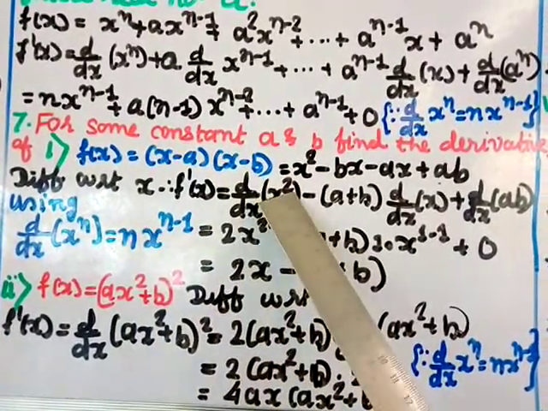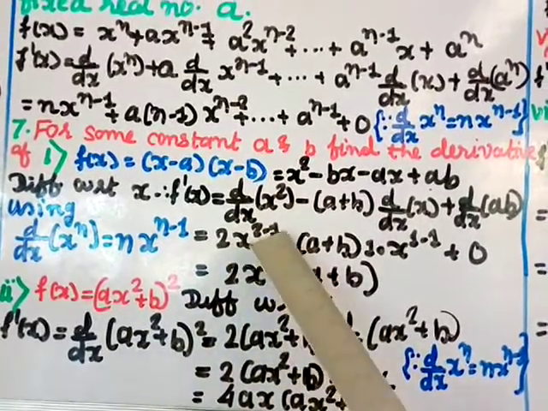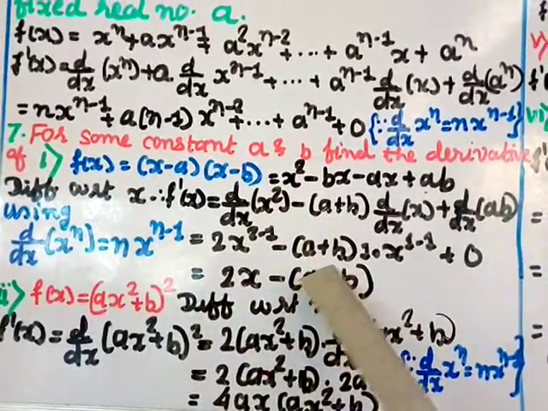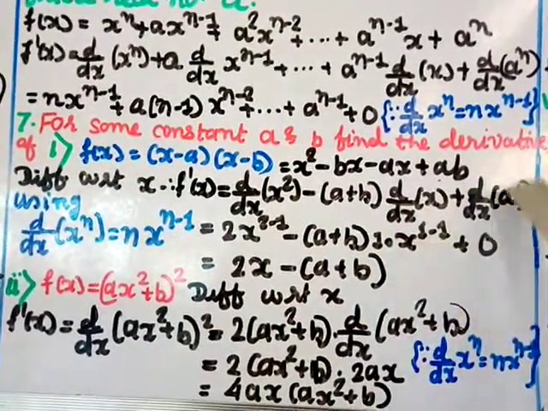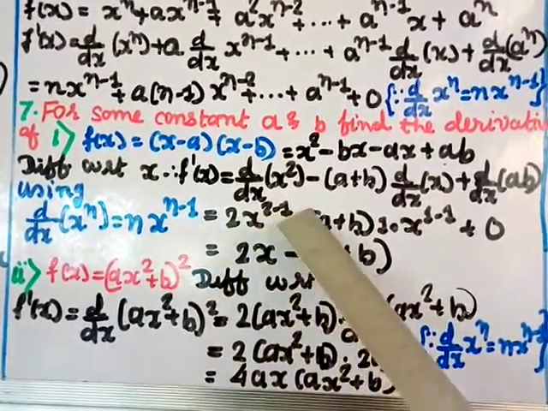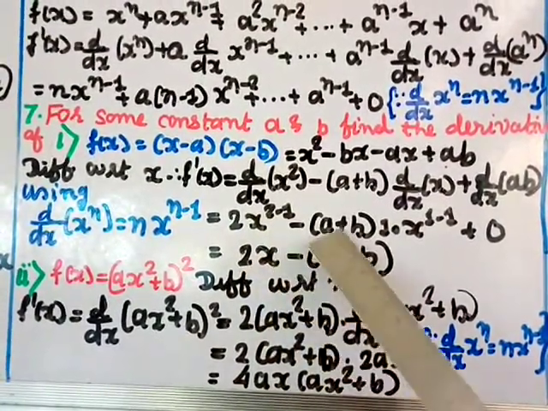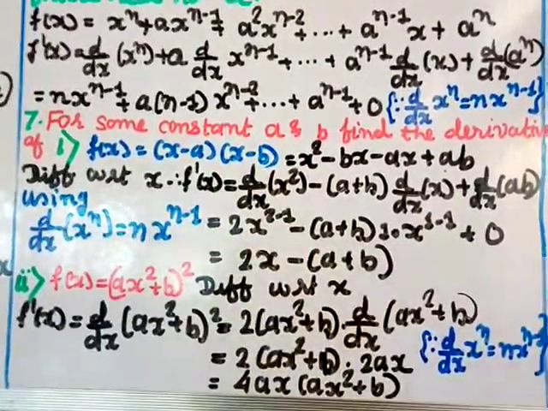So here instead of n, 2, so you use 2 into x power 2 minus 1, minus (a plus b) as it is, here x power 1, so you can write 1 into x power 1 minus 1, plus this is a constant term, so it will be 0. So 2 x power 2 minus 1 is 1, that is 2x, minus (a plus b) and x power 0, which is 1. Okay, so this is the derivative of the given function.